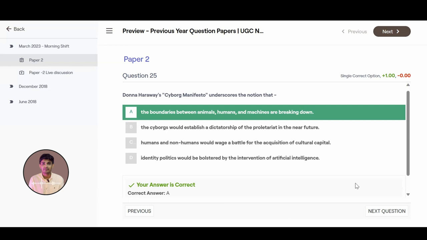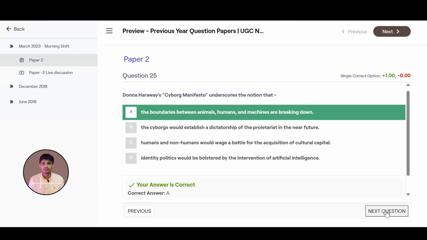Now, such tech giants like Google and Apple are coming up with machines like VR glasses and chips that could be implanted in your brain. I recently saw a video where a person is Googling from his brain. So how much of you is a machine? How much of you is a human? So the answer is A.